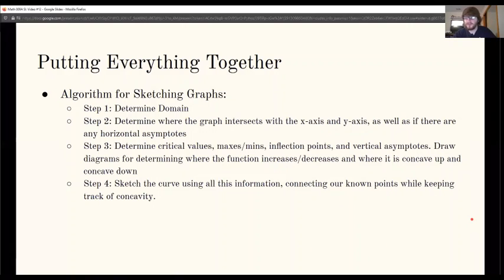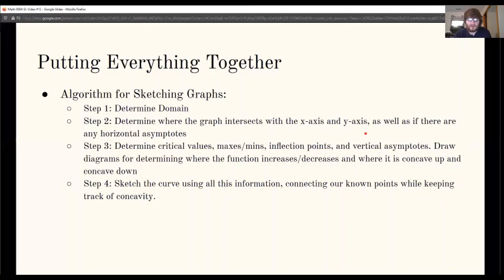Okay, so lastly, let's put everything together, and we can make a simple algorithm for sketching graphs using everything we've learned. So step one, we want to determine our domain. So for what x does our function exist? Are there any points of discontinuity? Is there anywhere where our function just doesn't exist anymore, like somewhere where it can't be? Stuff like that.